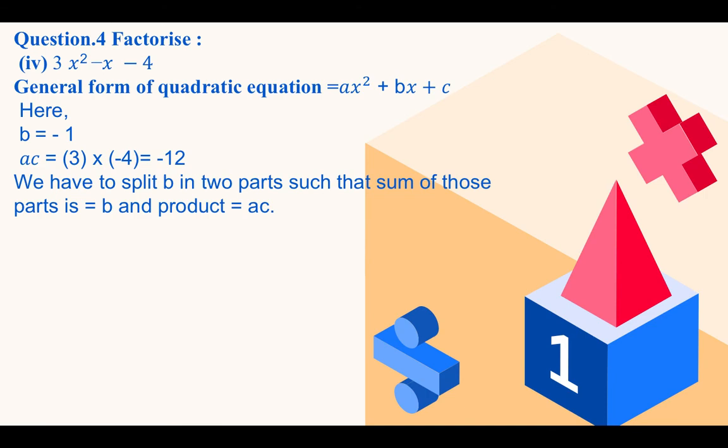We have to split b into two parts such that the sum of those parts is equal to b and the product is equal to ac. So b is equal to minus 1. I can split minus 1 into two parts. I can write it as 3 minus 4. So the answer will be minus 1. Then ac is equal to minus 12. So 3 multiplied by minus 4 will give me minus 12. So the splitting is perfect.